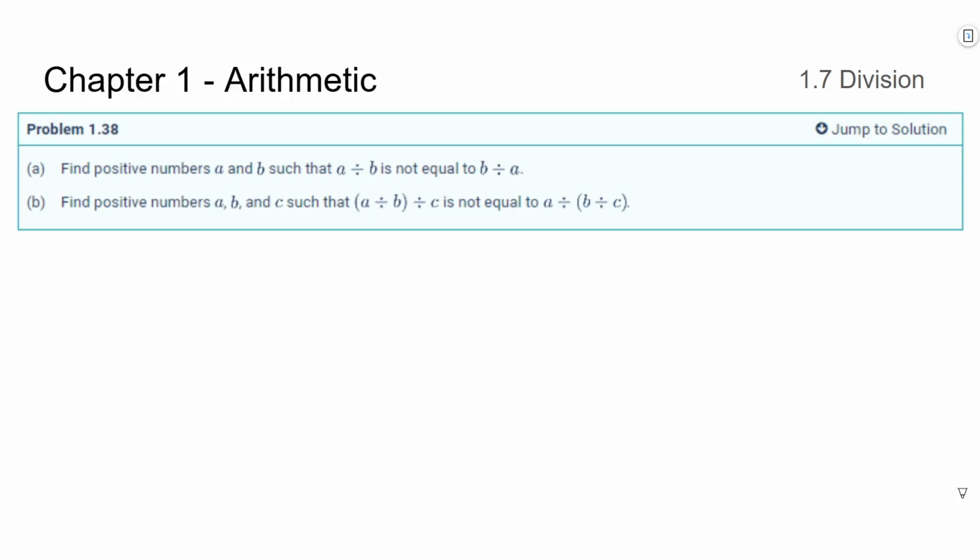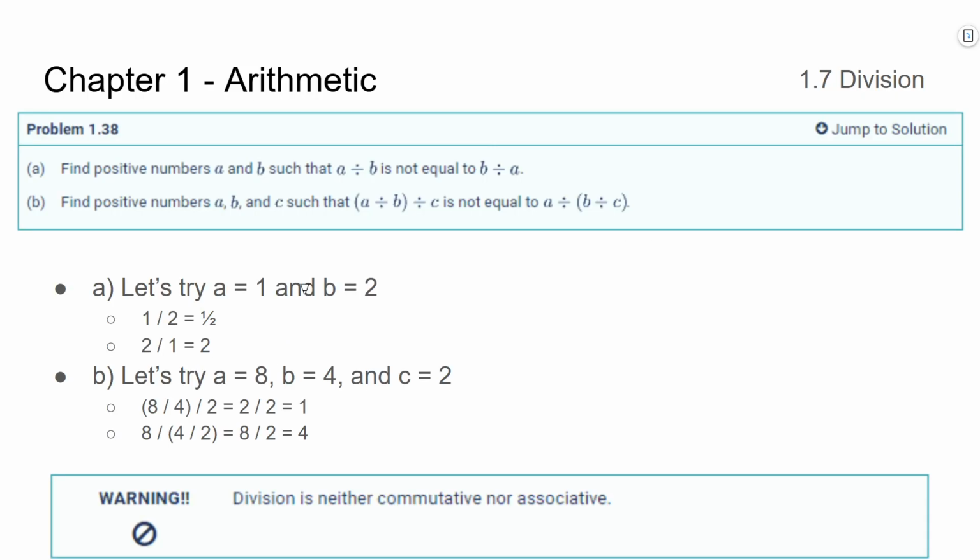All right, find positive numbers a and b such that a divided by b is not equal to b divided by a. And find positive numbers a, b, and c such that a divided by b divided by c is not equal to a divided by, in parentheses, b divided by c. So this is our check, like we've done with our other operations, to see if the commutative property holds and if the associative property holds. Let's see if we can pick numbers so that a divided by b is not equal to b divided by a, and the same thing with the associative property. See if you can do that.